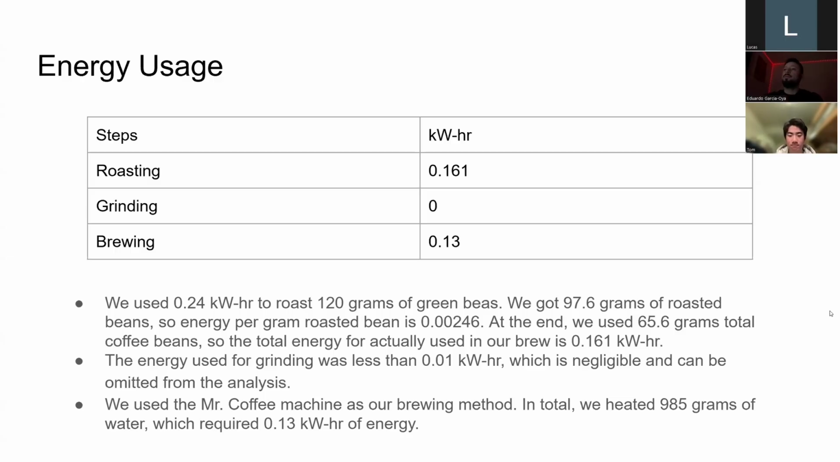Okay, I'm going to talk about the energy usage for each step. Like what Tom said, in the roasting, we use 0.24 kilowatt hour to roast 100 grams of green beans, and we end up with 97.6 grams of roasted bean. So the energy per gram of roasted bean is 0.00246. And moving on to the grinding, the energy used for grinding was less than 0.01 kilowatt hour, which is negligible and can be omitted from the analysis. So what I wrote in the table is just zero. And the last step is the brewing. We used the Mr. Coffee machine as our brewing method. In total, we heated 985 grams of water, which required only 0.13 kilowatt hour of energy.